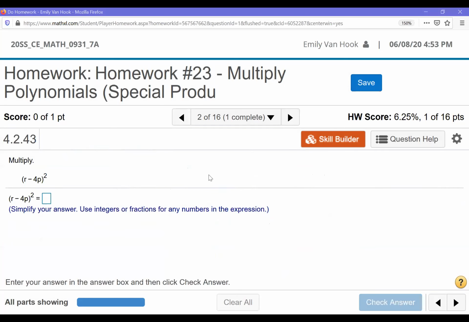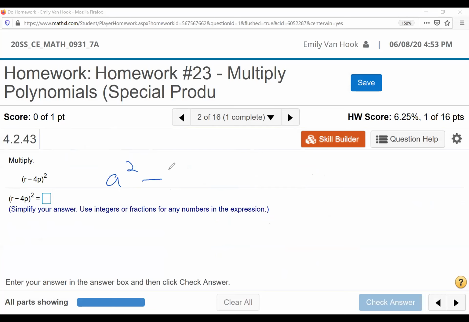Okay, number 2. All right, here's one with a minus sign. So if you write it twice, that's fine. It'll take care of itself. If you use the formula, just make sure you recognize, because of that minus sign, you need a minus in front of your middle term.